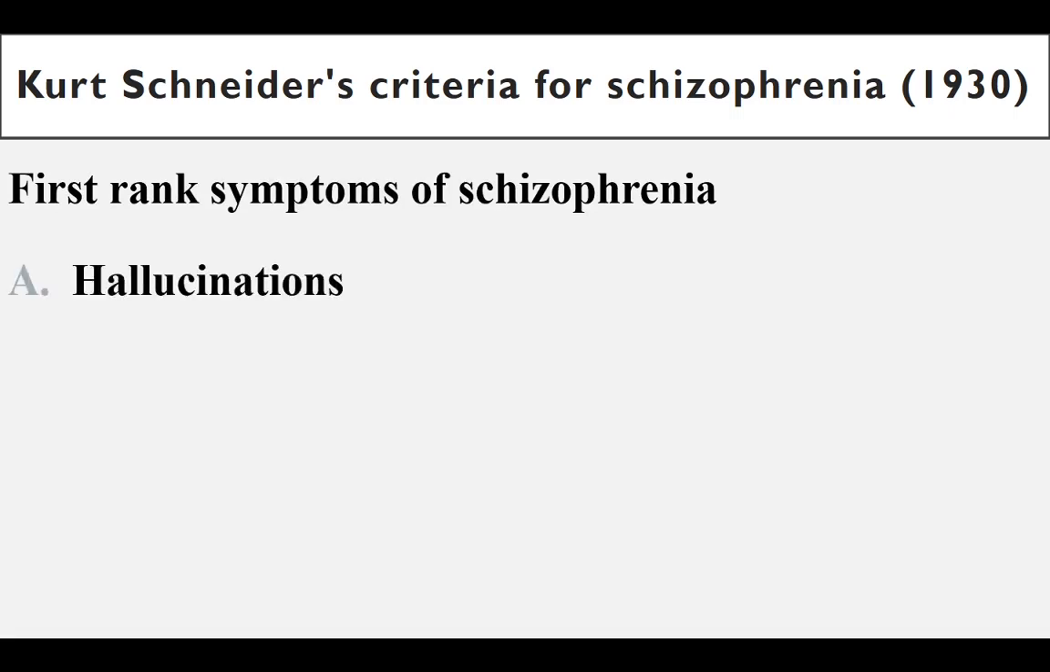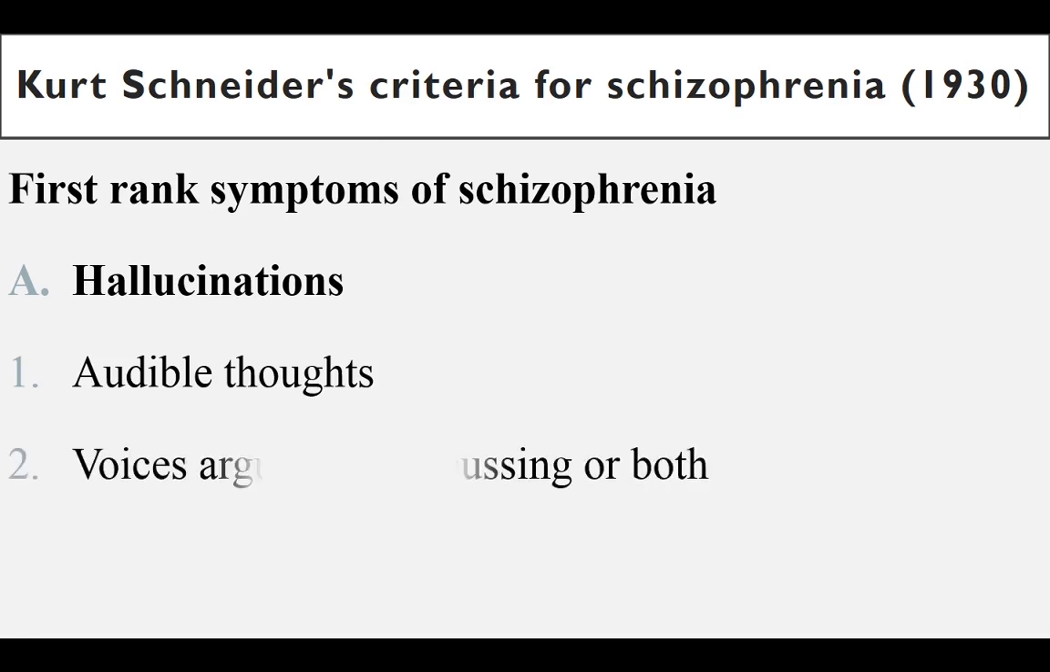Now, we have also seen that Kurt Schneider also gave the first rank symptoms. So what are the first rank symptoms? Hallucination, which are auditory hallucination, voices arguing or discussing, or both. Remember those in hallucination: first person, second person, third person.